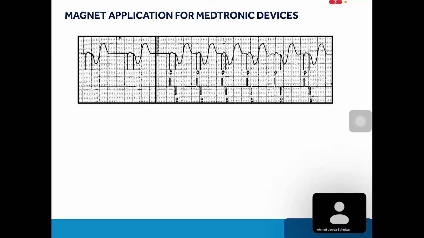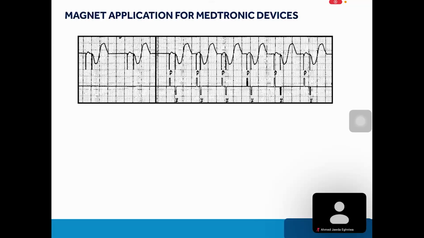It will change the mode either in a single chamber pacemaker to VOO, or AOO if it is a single chamber pacemaker in the atrium alone. In a dual chamber pacemaker, it changes the mode to DOO. This is what happens when you put the magnet on the pacemaker, and you will check the longevity of the pacemaker.